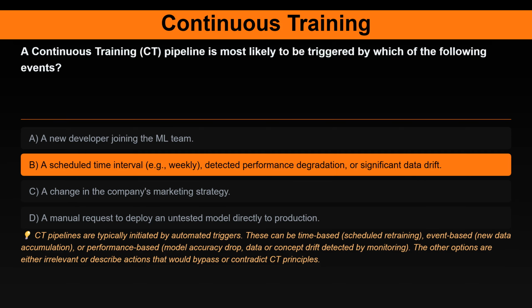The correct answer is a scheduled time interval, e.g. weekly, detected performance degradation, or significant data drift. Here's the explanation. CT pipelines are typically initiated by automated triggers. These can be time-based, scheduled retraining, event-based, new data accumulation, or performance-based, model accuracy drop, data or concept drift detected by monitoring. The other options are either irrelevant or describe actions that would bypass or contradict CT principles.